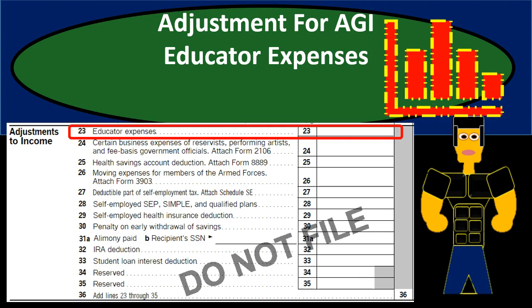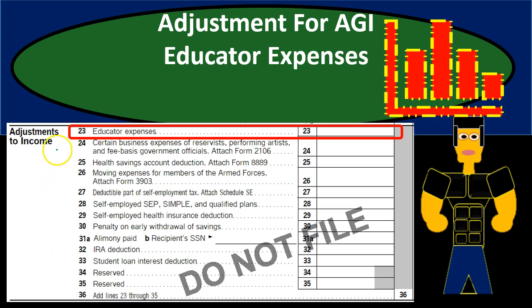In this presentation, we will take a look at adjustments for AGI or adjusted gross income related to educator expenses. Remember that the adjustments for adjusted gross income are not the itemized deductions. They are the above-the-line deductions currently recorded on Schedule 1.